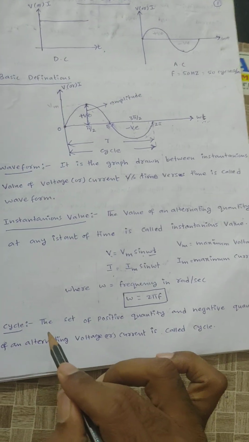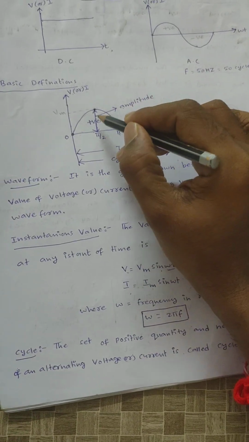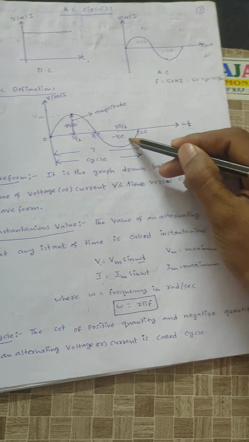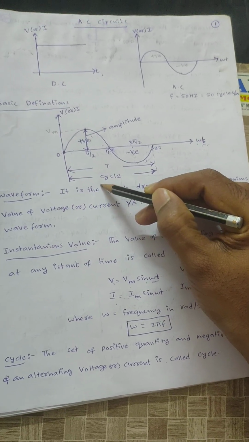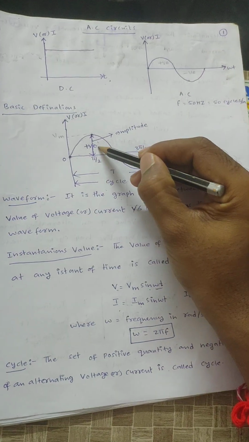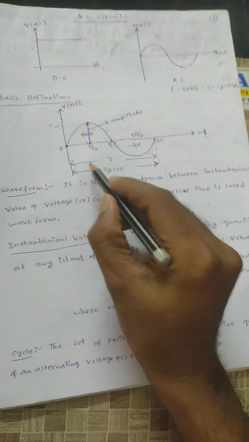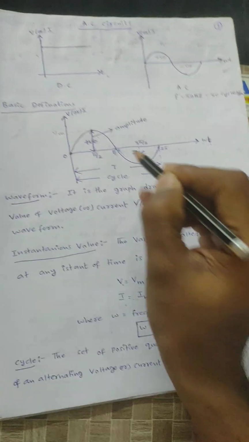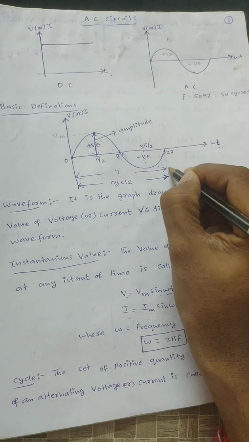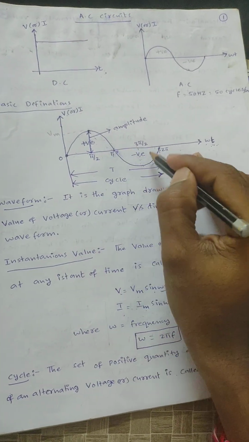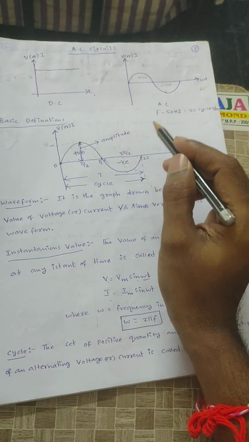Next, cycle. A cycle is the complete set of positive quantity and negative quantity of an alternating voltage. This is the representation of a cycle. Next, from this waveform, the time period. This is the time period. The time taken to complete one full cycle is known as the time period, or the repetition of the waveform.